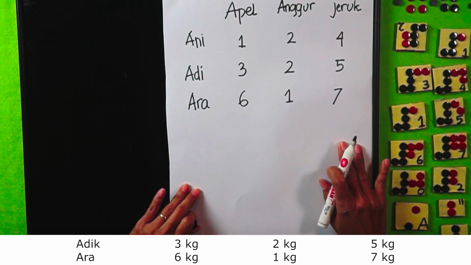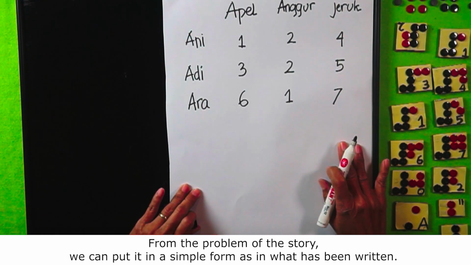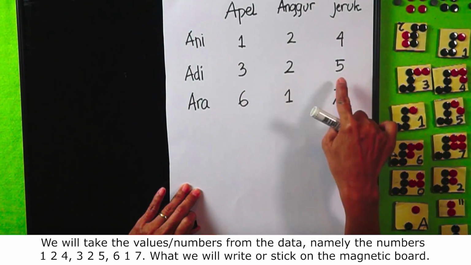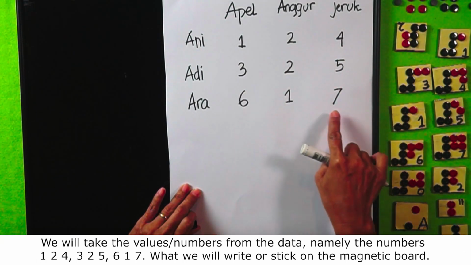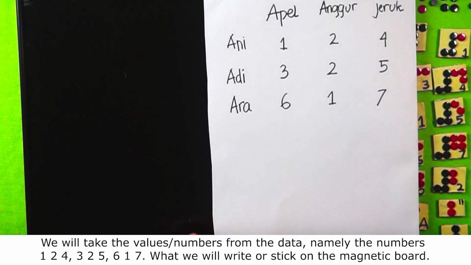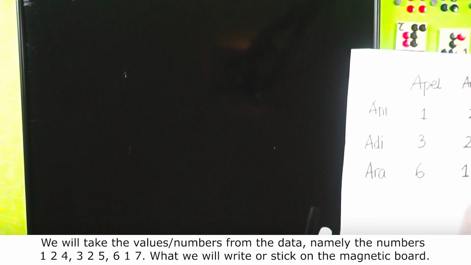From the story problem, we can put it in a simple form as has been written. We will take the values or numbers from the data, namely the numbers 1, 2, 4, 3, 2, 5, and 6, 1, 7. What we will write or stick on the magnetic board.